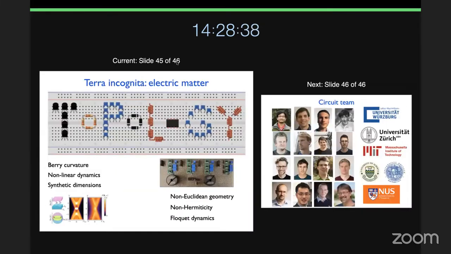As a general statement, let me just repeat, to me, electric matter in that sense is still largely terra incognita. Aside from contact interactions, the degree of tunability is, I believe, unmatched, and it's super simple, super accessible, and it could be an incubator for interesting ideas in other platforms.